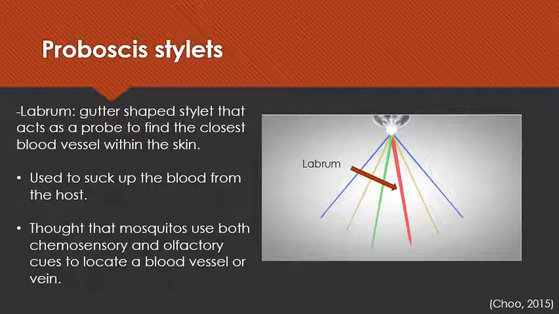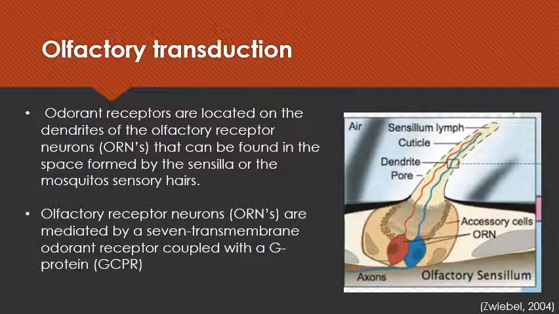Last but not least, we have the labrum. Now, the labrum is a gutter-like stylet that acts as a probe to find the closest blood vessel within your skin. This is used to suck up the blood from the host and is actually thought to have chemosensory and olfactory cues in order to help it locate a blood vessel or vein. Now that we've talked about the mosquito nose and mouth anatomy, let's get into olfactory transduction.